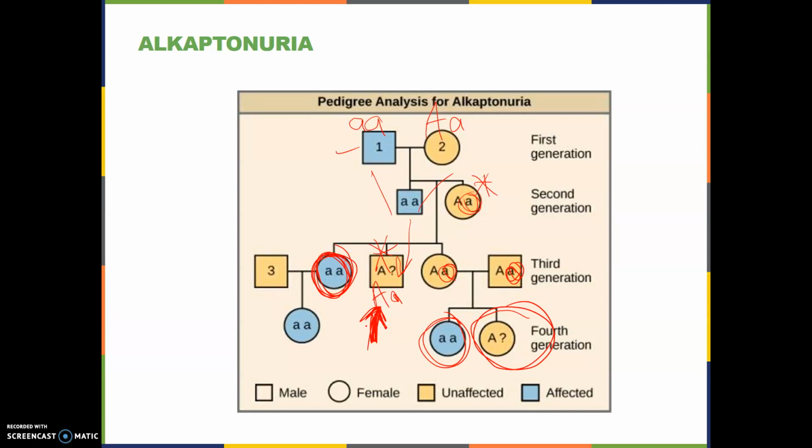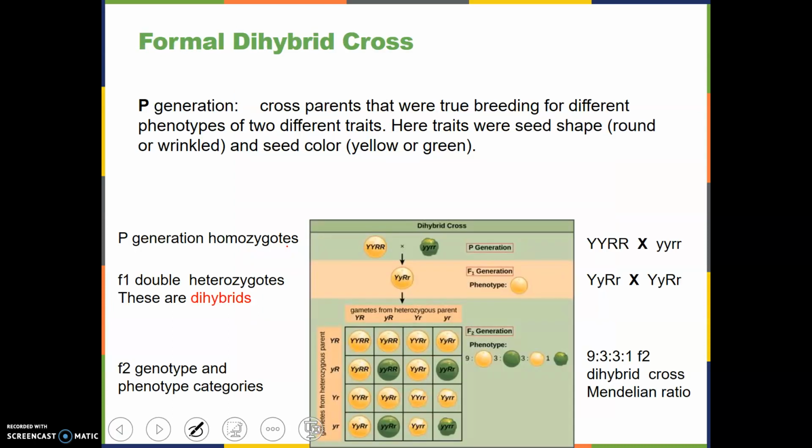Now, looking at individual 3, who is unaffected but has a child who is affected. So individual 3 must have genotype big A, little a. And it seemed like there was an individual 4. I guess not. Okay, because I know there's a question in your study guide about this.